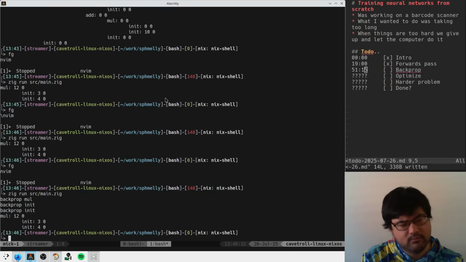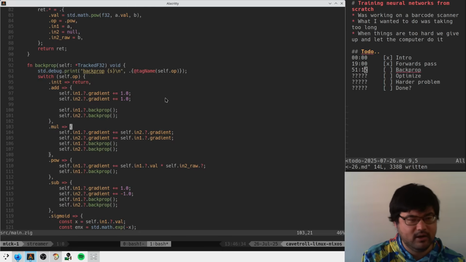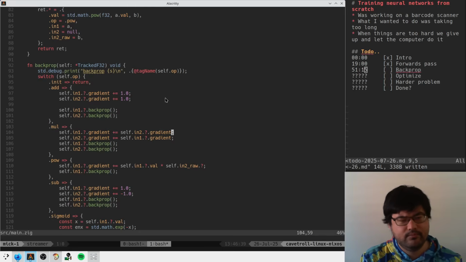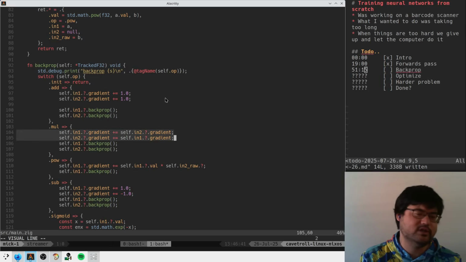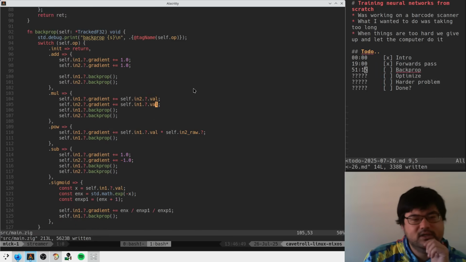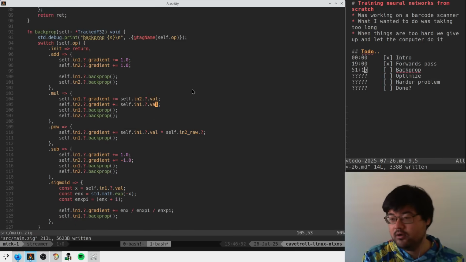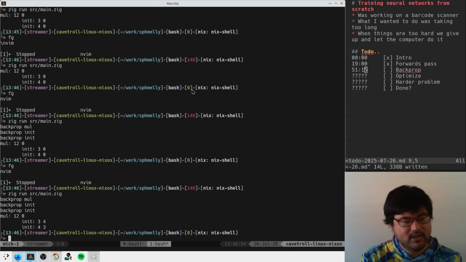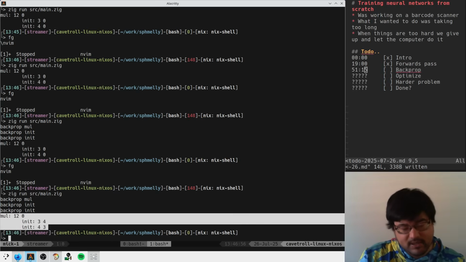Backprop mul, backprop init. So we're actually getting here, right? We should be here, and we... like, why is this not doing anything then? Oh, val here, not gradient. Oops. Nice. Okay, so this makes sense to me, right?